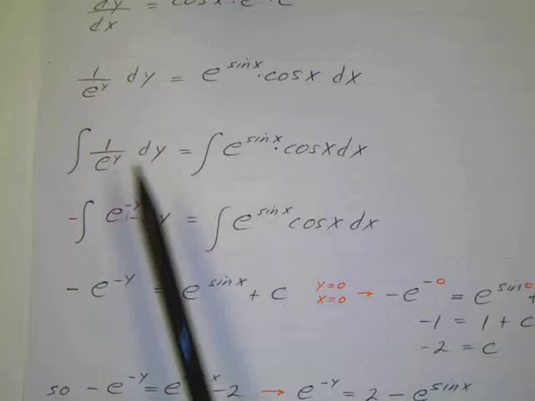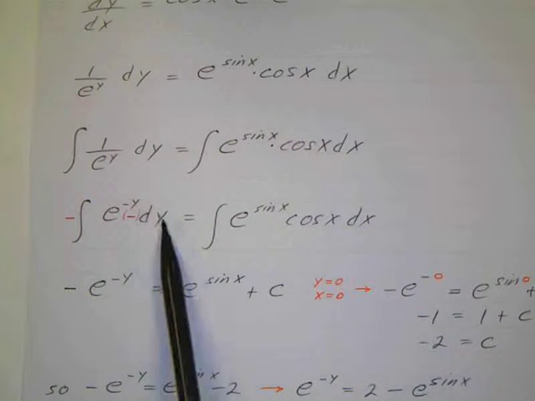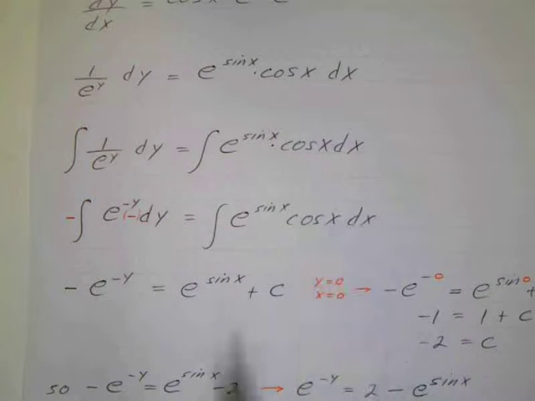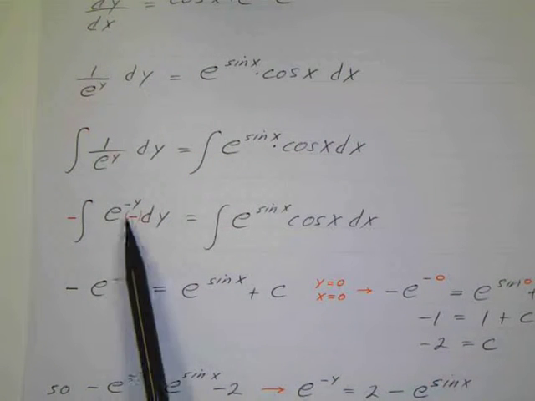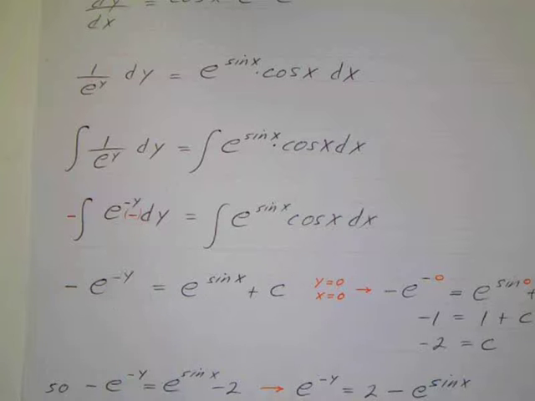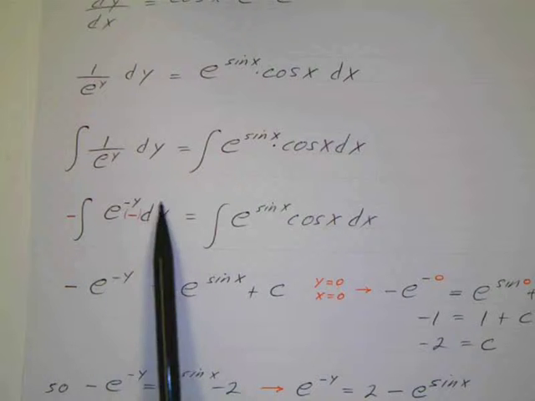And I can write this as e to the negative y dy. And again, this would be e to the sine x cosine of x dx. Now, the antiderivative of e to the u du is just e to the u. So I need to have this du over here.